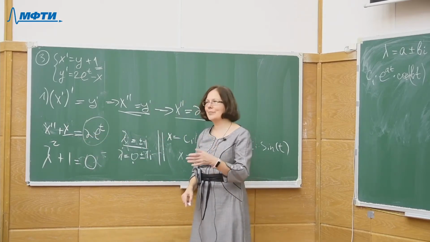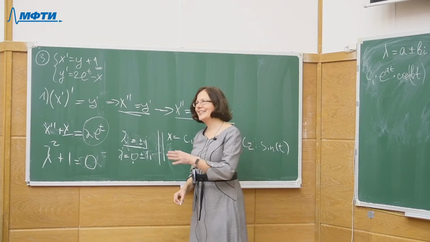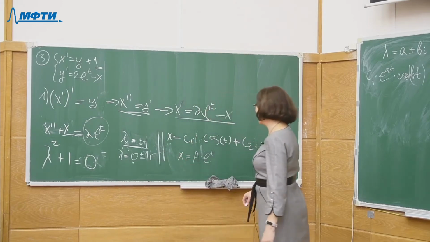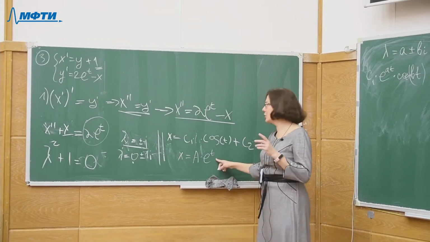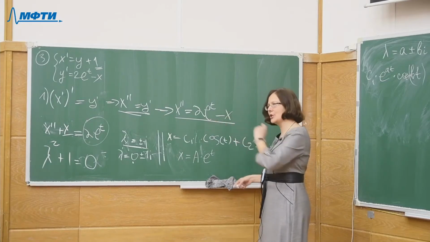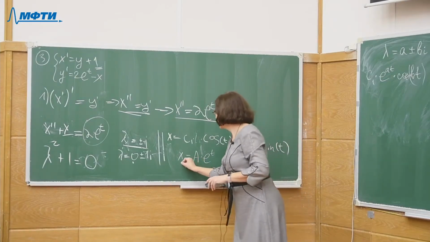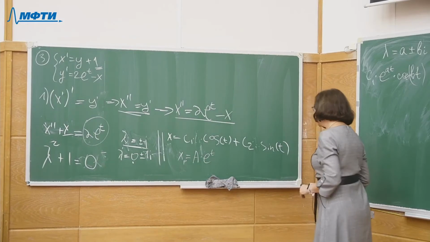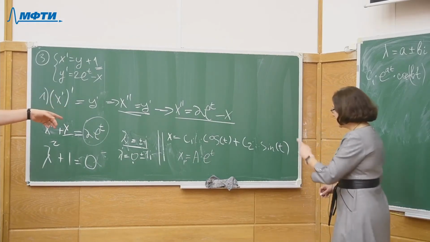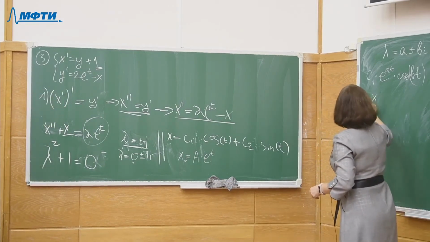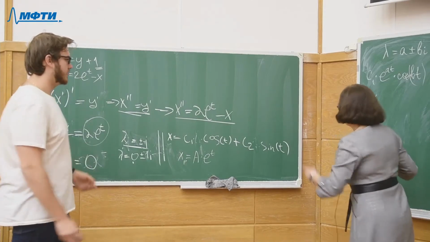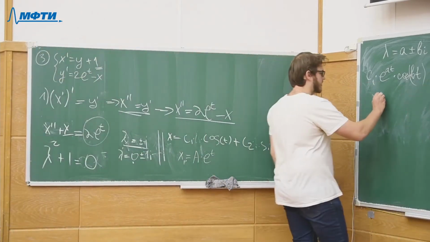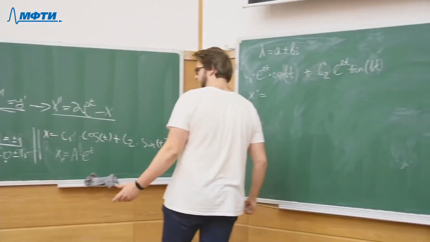Do you remember? So this will be a particular solution of the non-homogeneous equation, x particular. Differentiate twice, and substitute. Differentiate once. Just a moment.